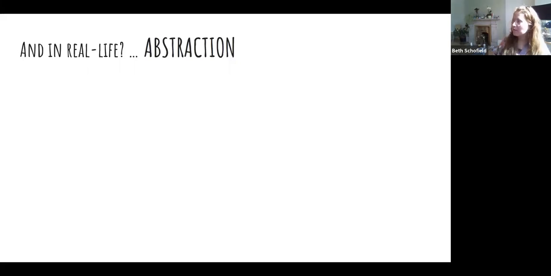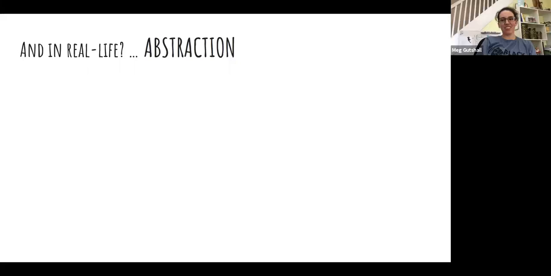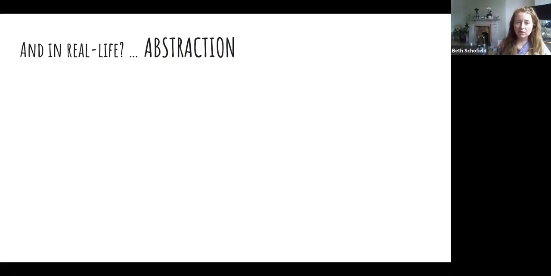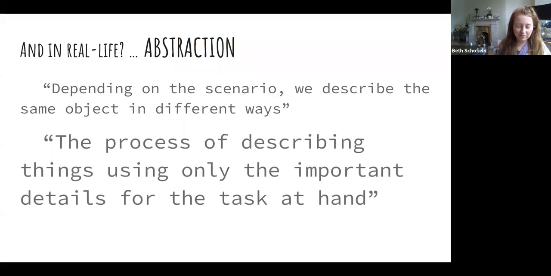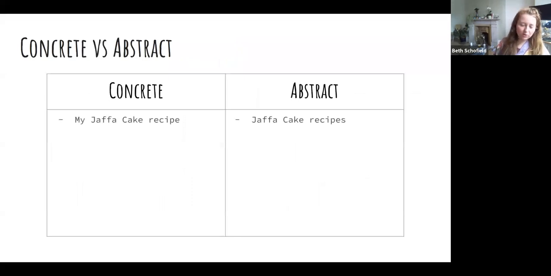So another way to describe abstraction would be really focusing on the differences, I suppose, between something concrete and something abstract. I did find an example I didn't really like, so I didn't use it, but it inspired some other examples. Concrete would be my Jaffa cake recipe. Abstract would be Jaffa cake recipes. My Jaffa cake recipe involves like 4 tablespoons of whiskey marmalade, but Jaffa cake recipes in general need some sort of orange jelly disc. That's it.